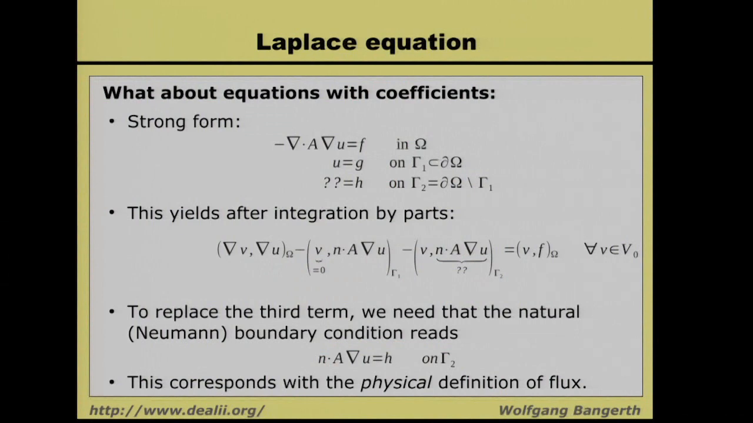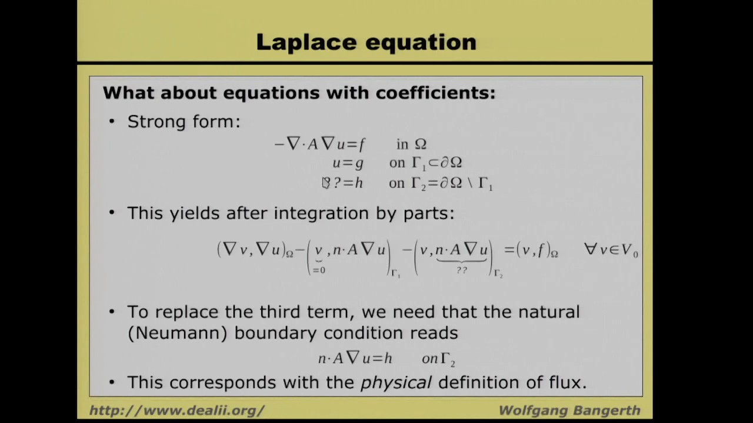Next situation. What if I have a Laplace equation that has a coefficient in here? The natural generalization of the Laplace equation would be minus divergence of a matrix A times grad u equals f. For this matrix A, we typically have to assume that it is symmetric and positive definite. In a case like this, we certainly know what we do with the Dirichlet conditions. What would be the appropriate Neumann conditions?